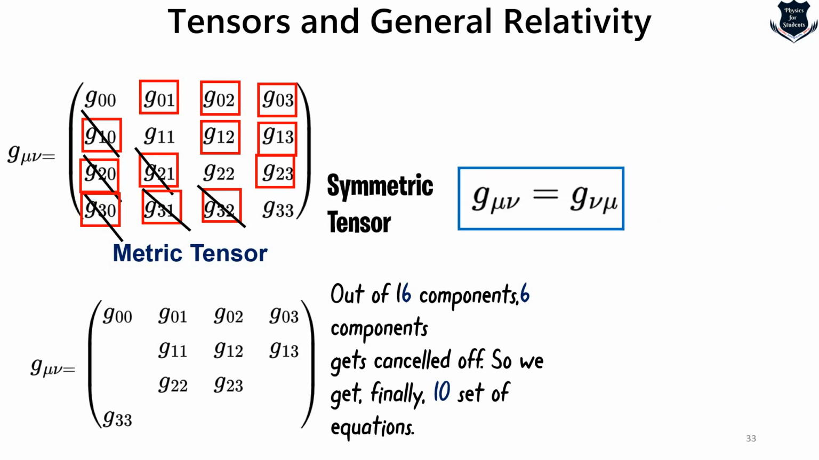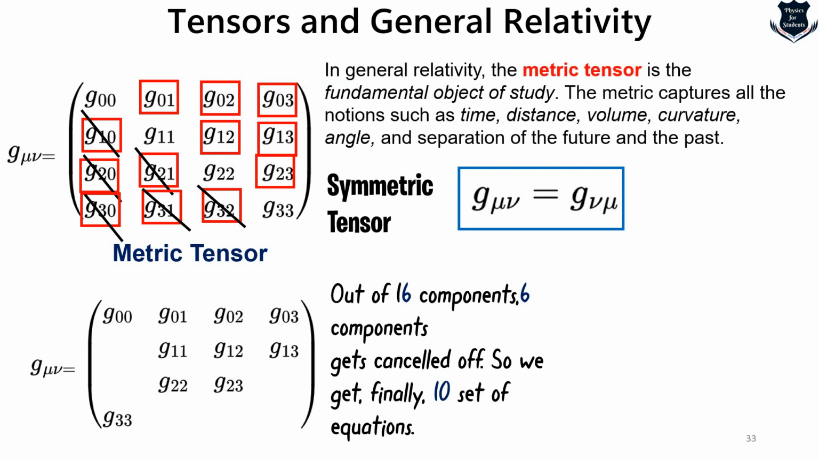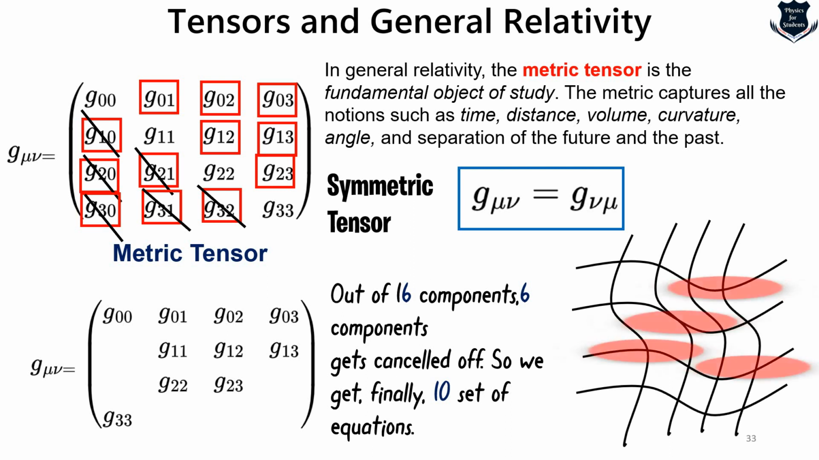And because this is a symmetric tensor, you can swap the indices. G mu nu can become G nu mu. Swapping means whether you measure clockwise or anti-clockwise, the measurement will always be the same. So the metric tensor is a very fundamental object of study, and it captures what is called distance, volume, curvature. Just for an analogy, you can think of distances in a Cartesian system. So the metric tensor measures those distances.